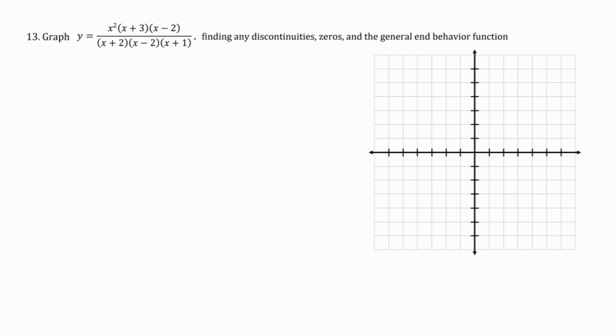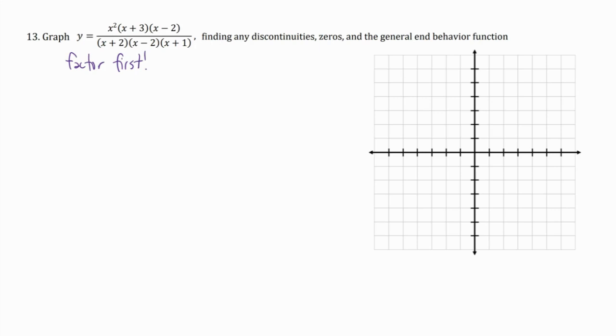For this graph, this is a rational expression, and we have a lot going on here. So what I always want you to do is follow this general outline of what we're going to do in this example when you're doing this on your own. So I always want you to factor first. So this is already factored. So step one, already done. But I always want you to factor first.